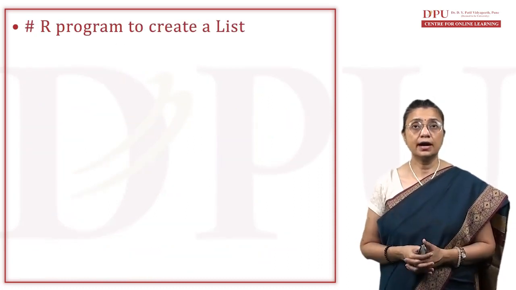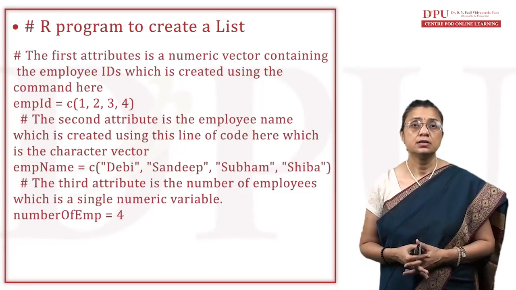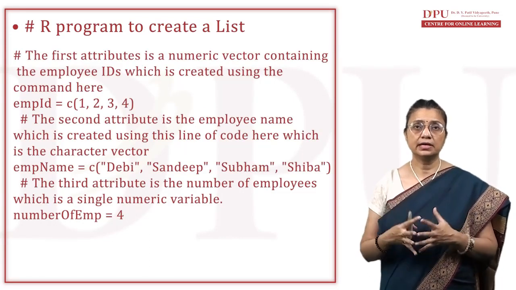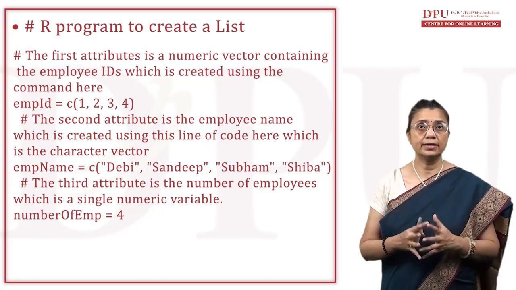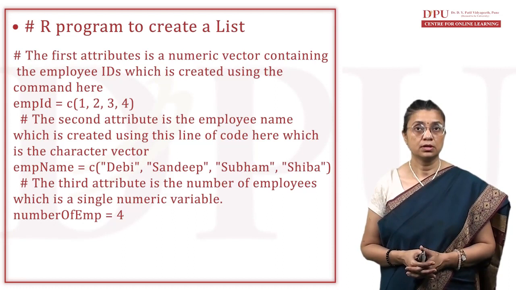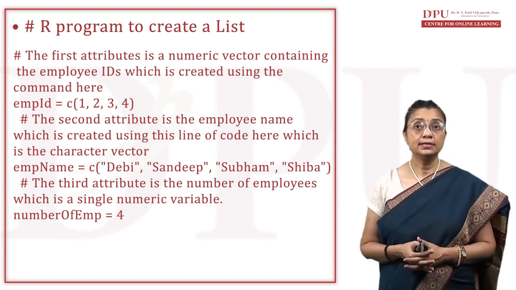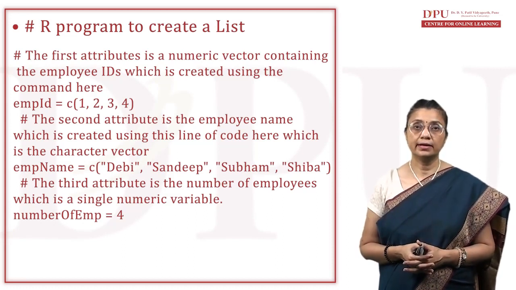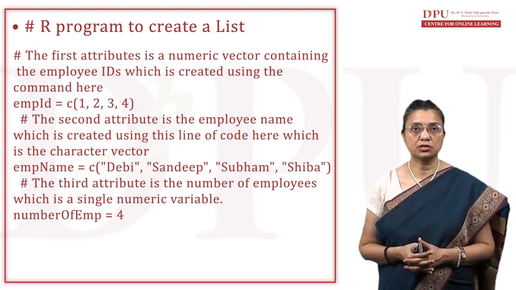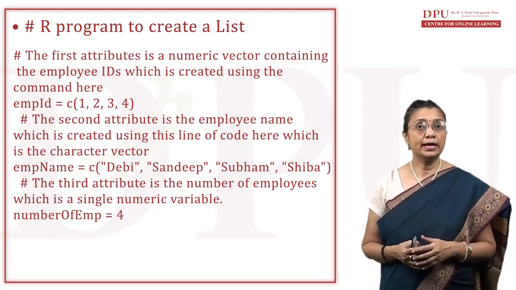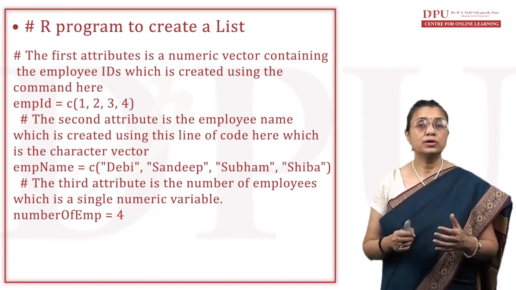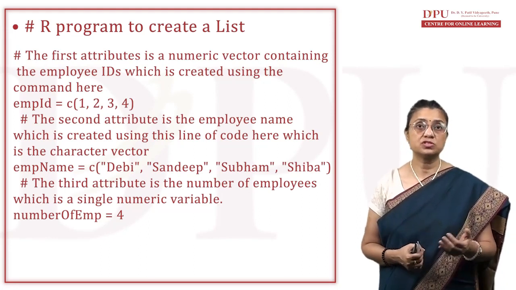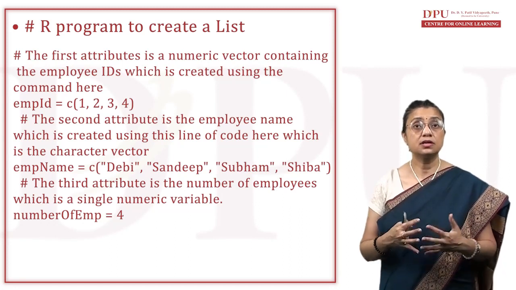Now, this is our program to create a list. Just have a look at the data and try to understand what it is. The first attribute is a numeric vector containing the employee ID, which is created using the command here, calling the c function. So you can see employeeID equals c, and within brackets 1, 2, 3, 4. The employee IDs are 4 in number, which is 1, 2, 3, 4, and this is a numeric vector.